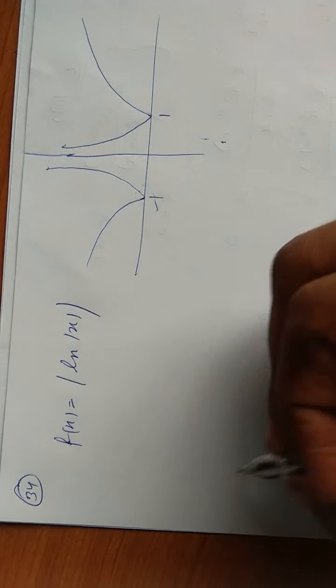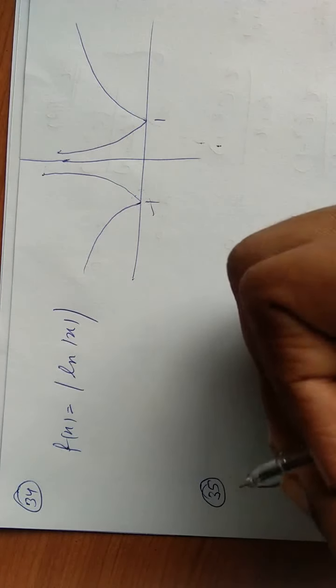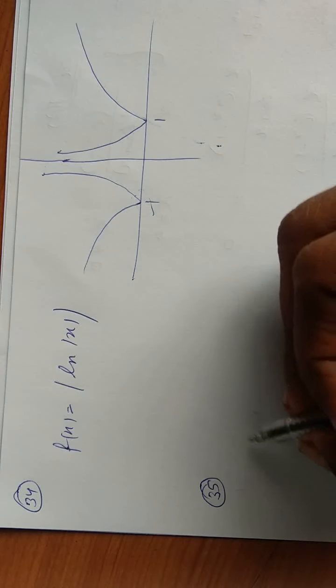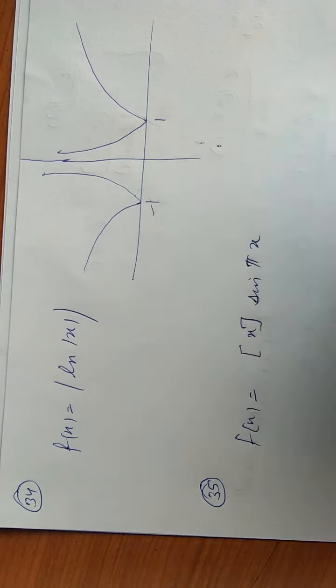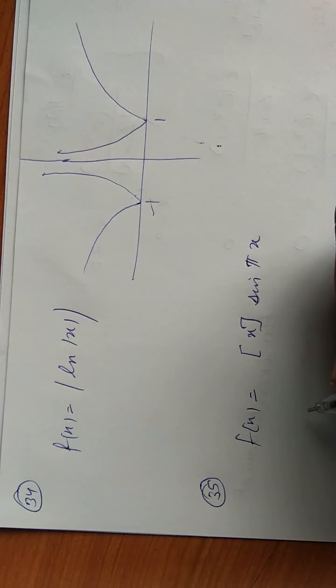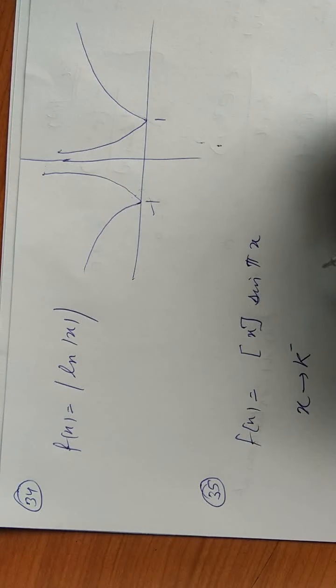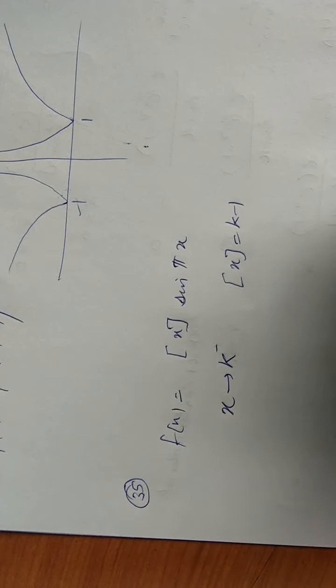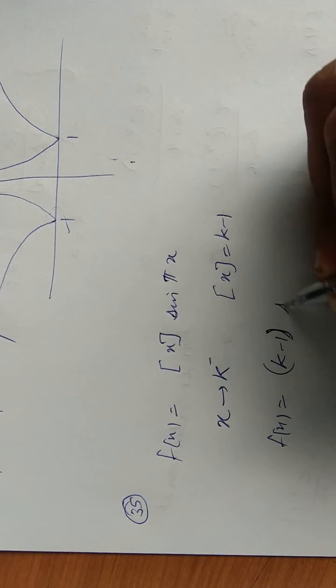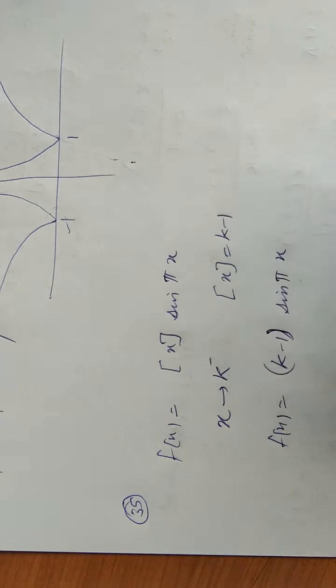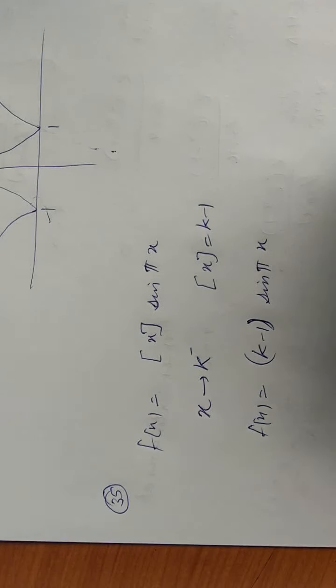Question number 35. We are given the function f(x) is equal to [x] sin(pi x), where [x] is the box (greatest integer) function. When x is just less than k, x tends to k from the negative side, so [x] would be equal to k minus 1 and f(x) is equal to (k minus 1) sin(pi x). Now calculate LHD.